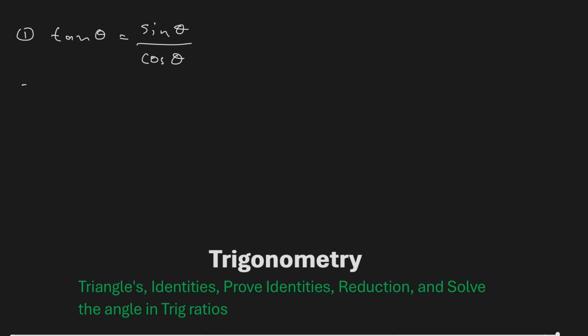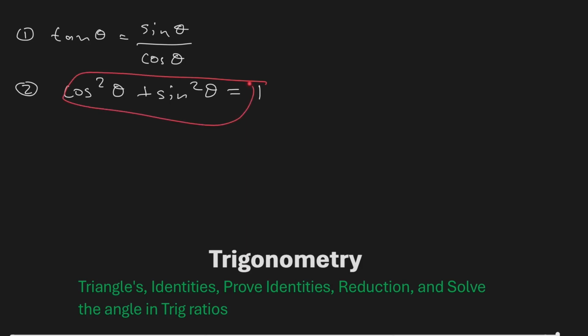One other identity that we know of is cos squared theta plus sin squared theta, which is equivalent to 1. This is also an identity. So if you have cos squared plus sin squared, that is equivalent to 1. You don't have to worry about where this comes from, you just need to know this is an identity. Now from this identity, we can create other identities.